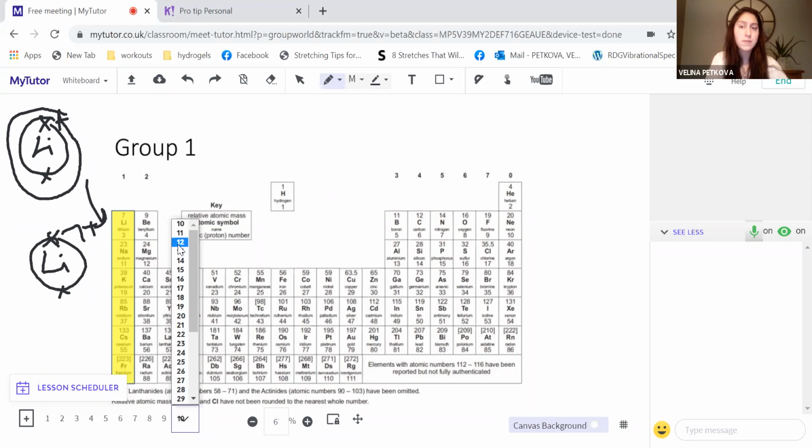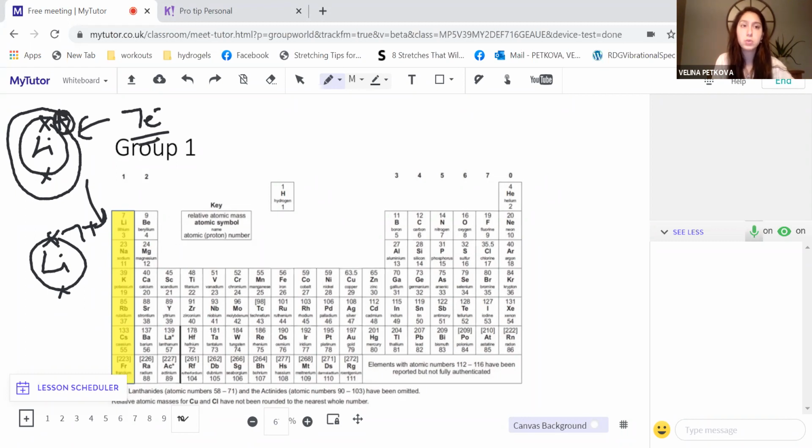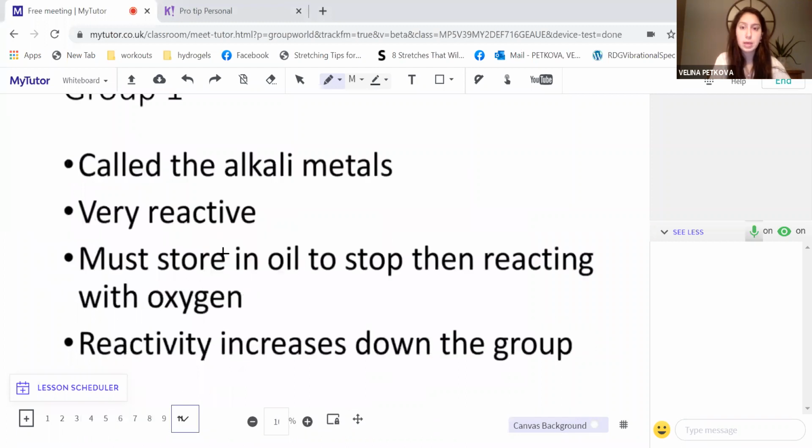So they're very reactive, as they want to lose this electron, and it's only 1 electron they have to lose. They couldn't gain electrons because they'd have to gain 7 electrons to get a full outer shell. So that's why they always lose an electron to gain a full outer shell, okay? Because it's really unfavorable to gain 7 electrons. What happens in group 1 again? We're going to see that next.